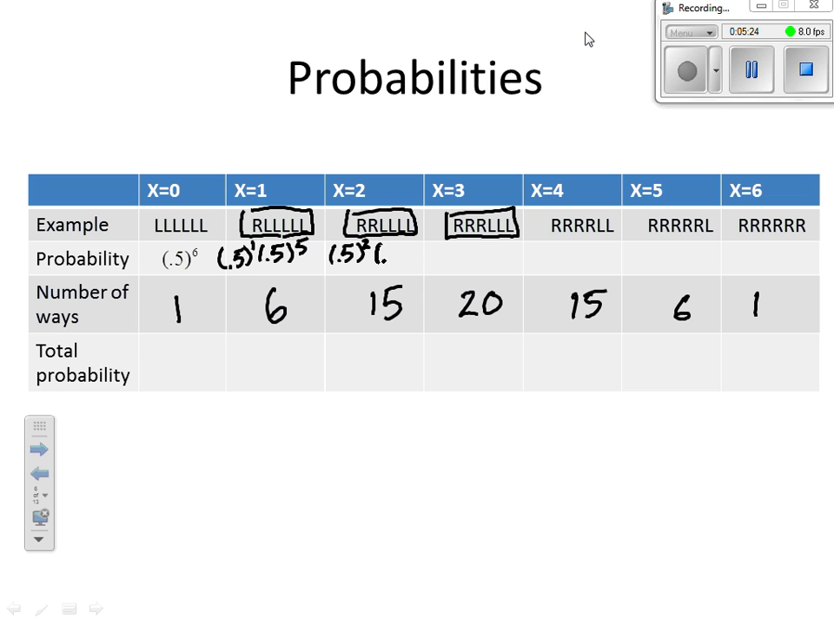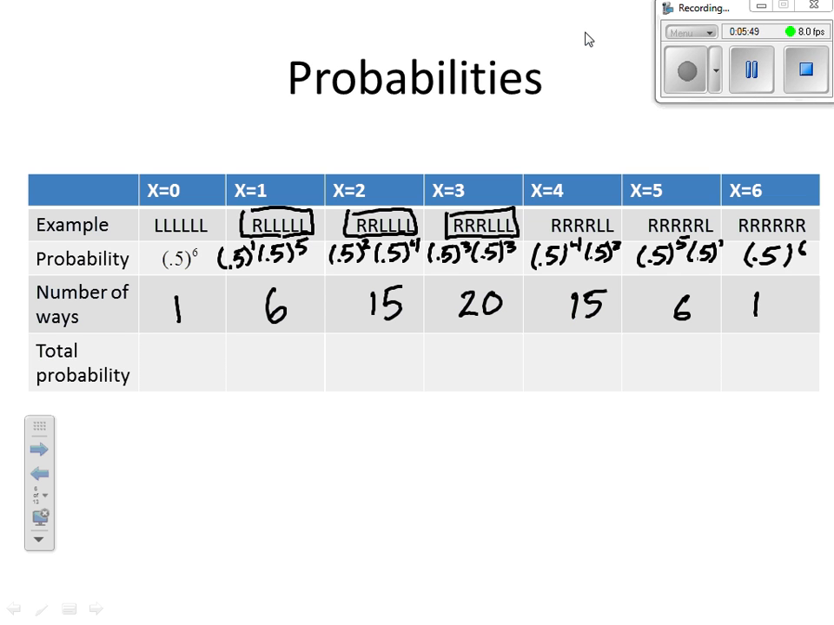There are 2 of those. And the probability of left is 0.5. It just so happens that it's equal probabilities. And then here it's 0.5 to the third, 0.5 to the third, because we have 3 of each. Here we have 4 right turns, 2 left turns, 5 right turns, 1 left turn, and then all 6 are right turns.